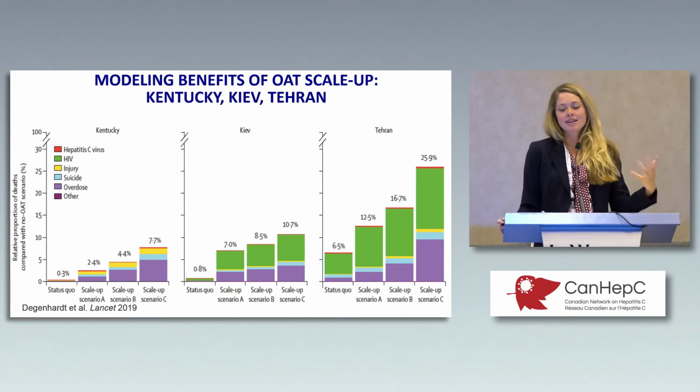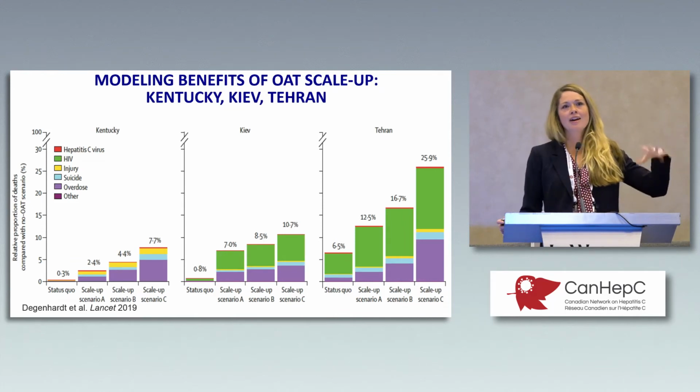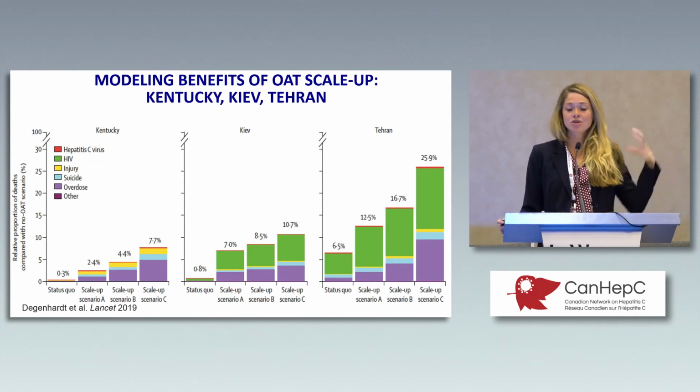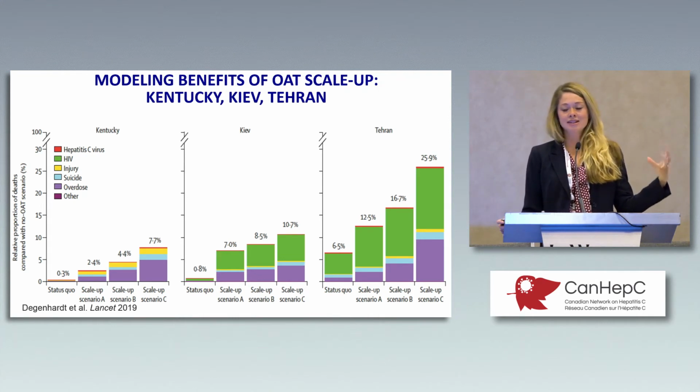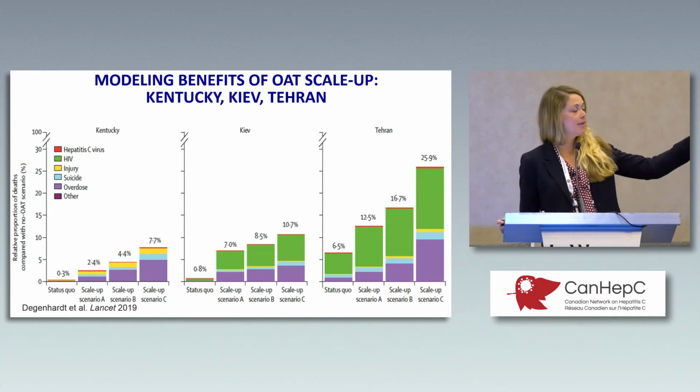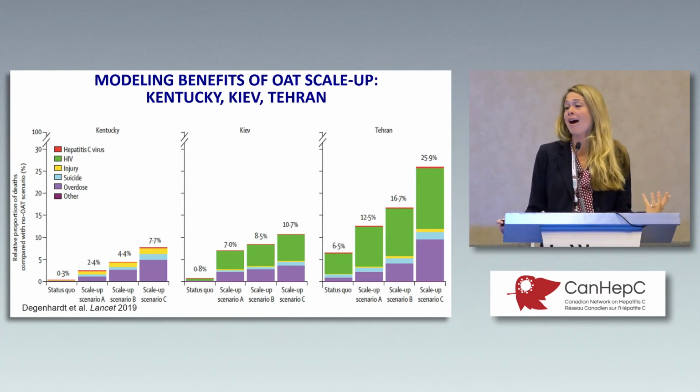And so basically the take-home point of this slide is here we have all of these multiple benefits of opiate agonist therapy in total preventing over a quarter of deaths in Tehran, for example, on the right-hand side of the slide. So substantial impact of scaling up opiate agonist therapy in this population.